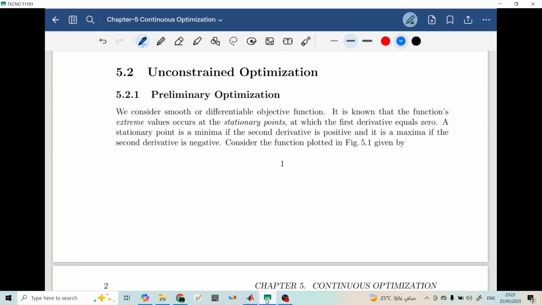Assalamu alaikum warahmatullah. Now we move on to discussing unconstrained optimization, meaning what? That the independent variable, in our case the x here, is not constrained, so it lives in the whole space, right?